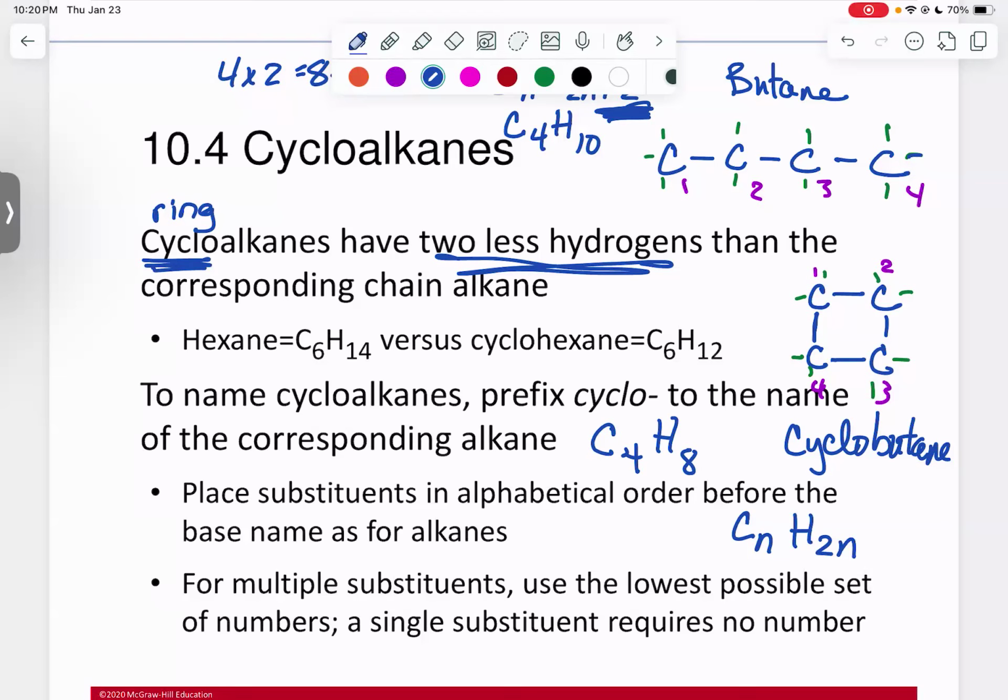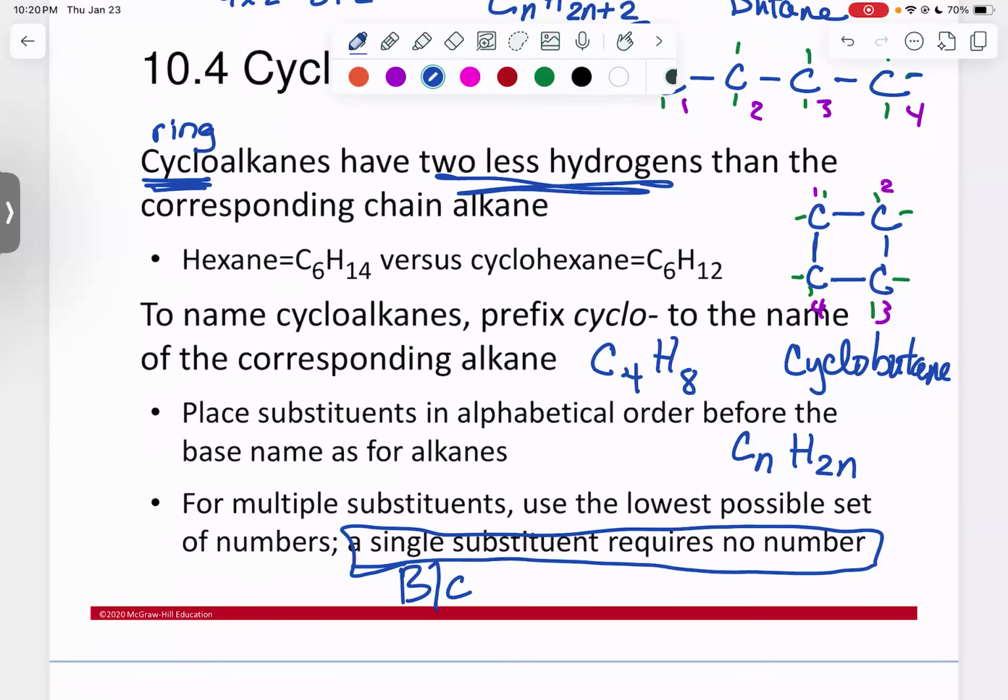When we're naming cycloalkanes, make sure you put that prefix on the parent so we know that it's a cyclo. And then put your substituents in alphabetical order, just like we've done before. And if you have multiple substituents, use the lowest number, just like we've done before. But the only thing that's kind of extra is that if you only have 1 substituent on a ring, it doesn't require a number because it's always on carbon number 1. And I'll show you why.